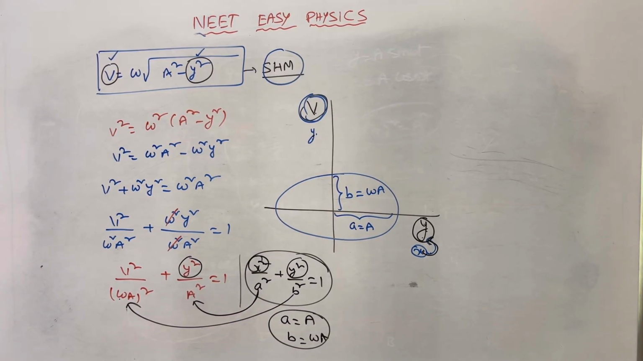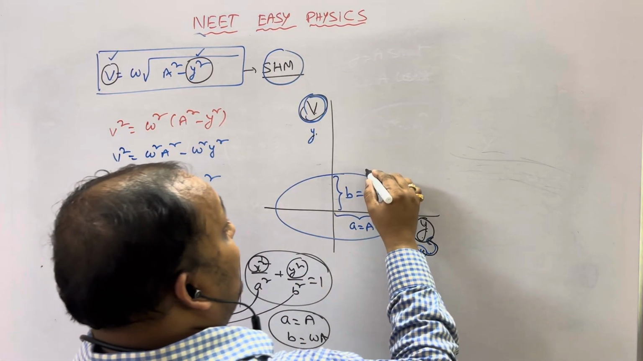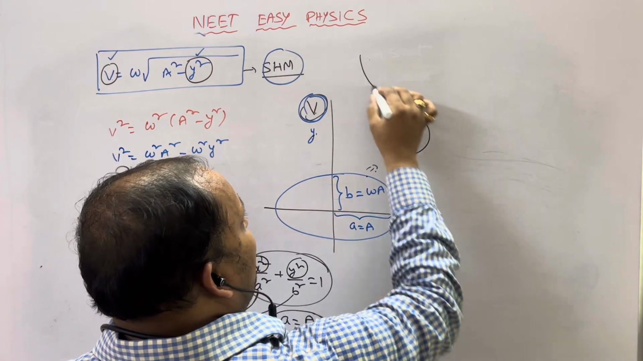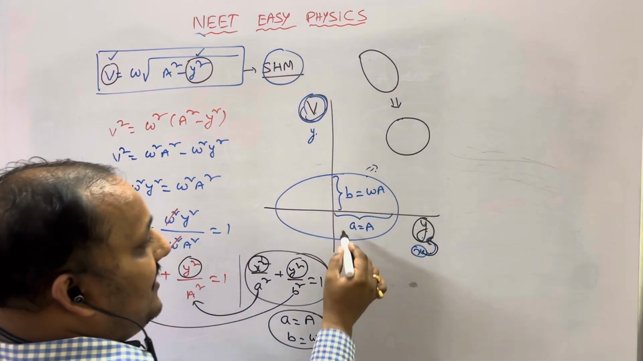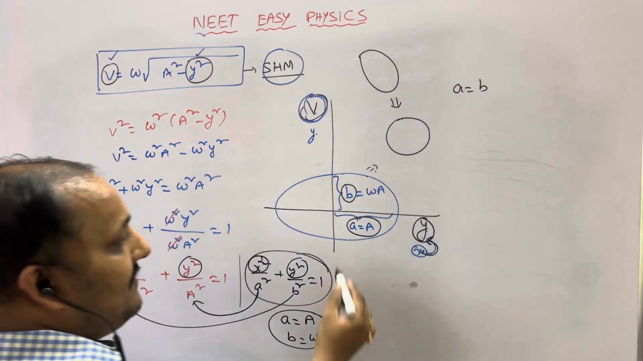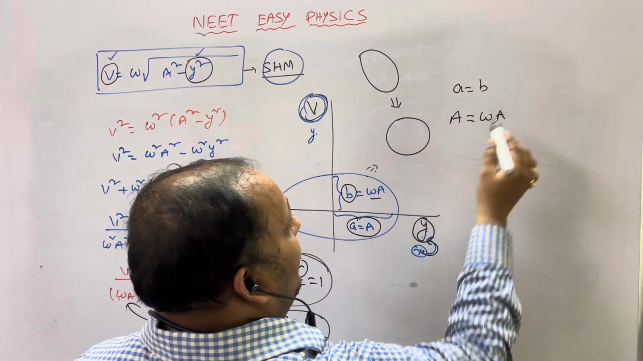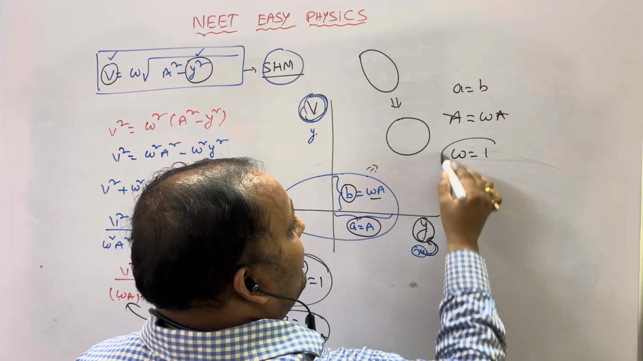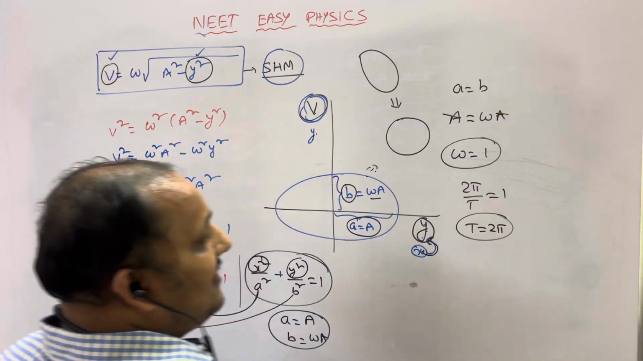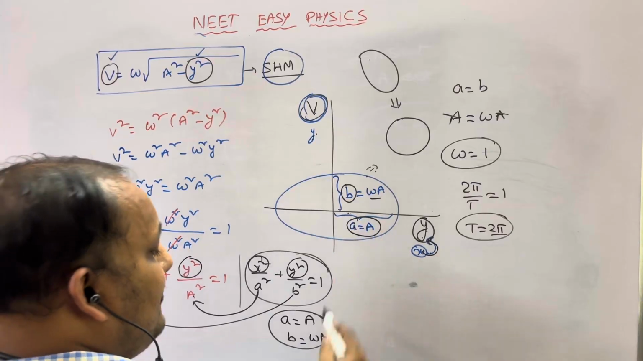Now from the same question they may ask, what is the condition for the ellipse to become a circle? When an ellipse becomes a circle, as I told you in the previous video, a and b should be equal. In place of a there is the amplitude, in place of b there was omega times the amplitude. So a will be cancelled. Omega is going to be 1, or 2 pi by t is 1. The time period of the particle in SHM should be 2 pi seconds. Then the ellipse becomes a circle.